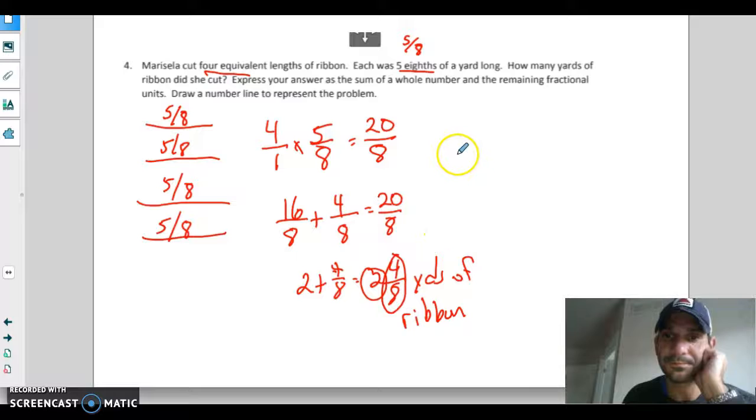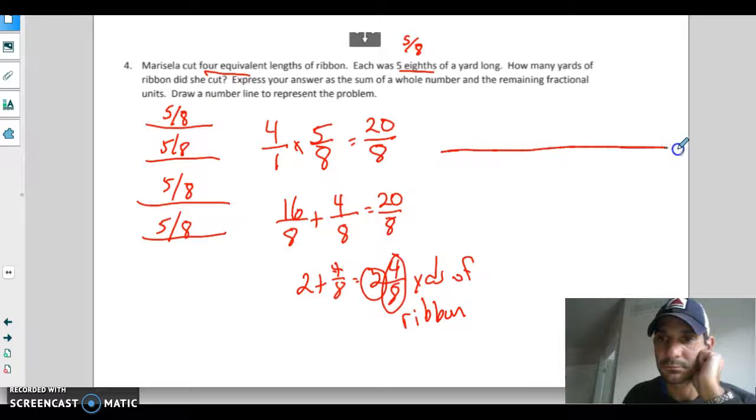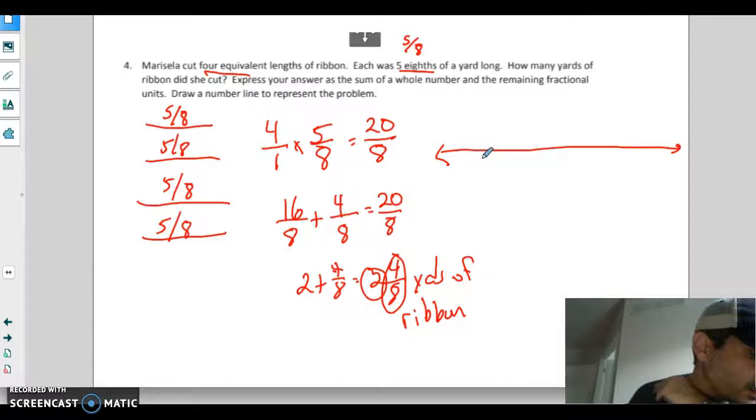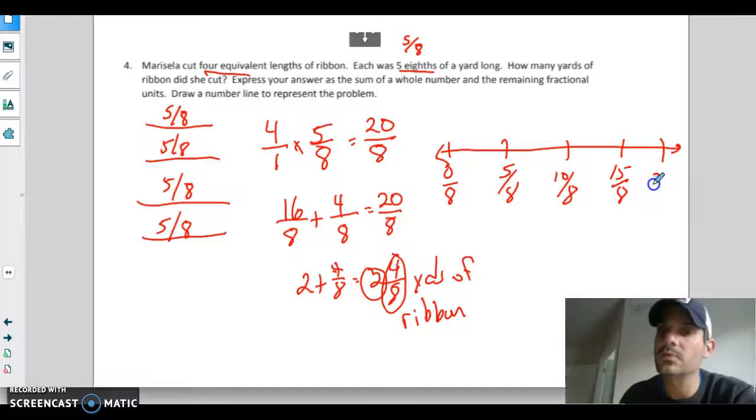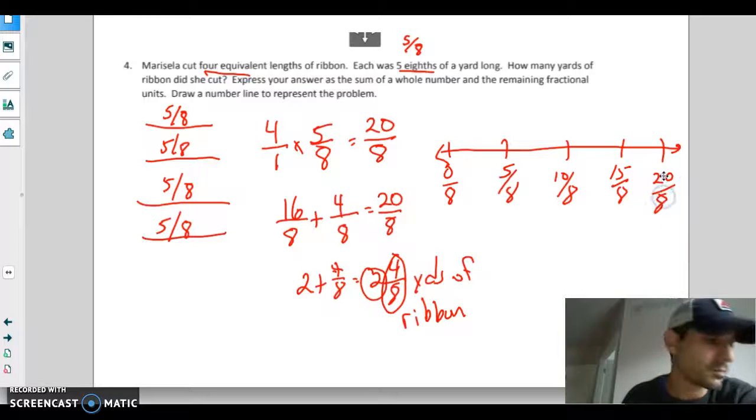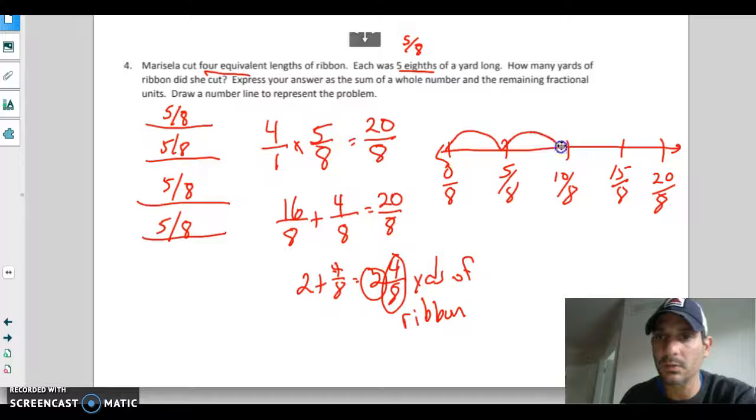Draw a number line. Okay, here's my number line. I could do 0/8, and they go 5/8, 10/8, 15/8, and then here's 20. So basically it's 1, 2, 3, 4. Okay, and here's your answer.